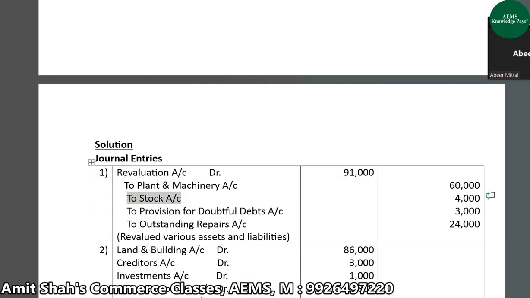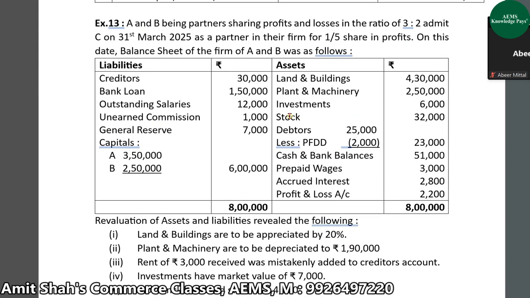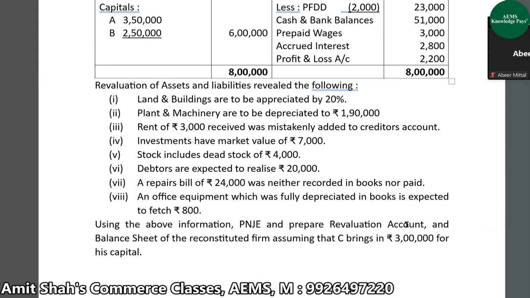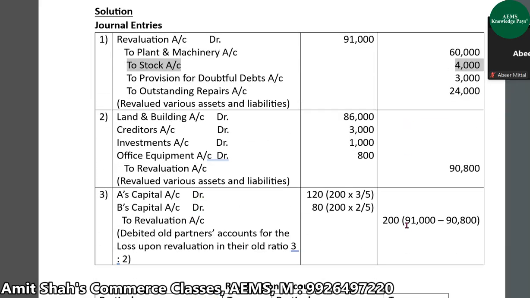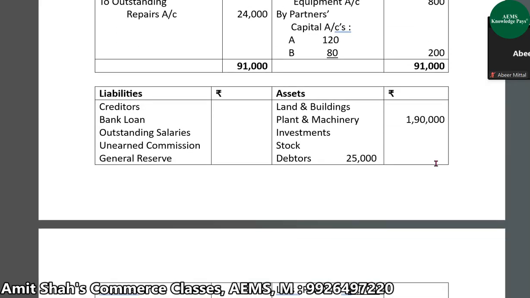Okay. Here we have also decreased the value of stock by 4,000. Earlier the book value of stock was 32,000. Now it has been credited by 4,000. So now its book value is 32 minus 4, that is 28,000. So I have presented here stock with 28,000. Clear, guys, or not, everyone? Yes, sir.